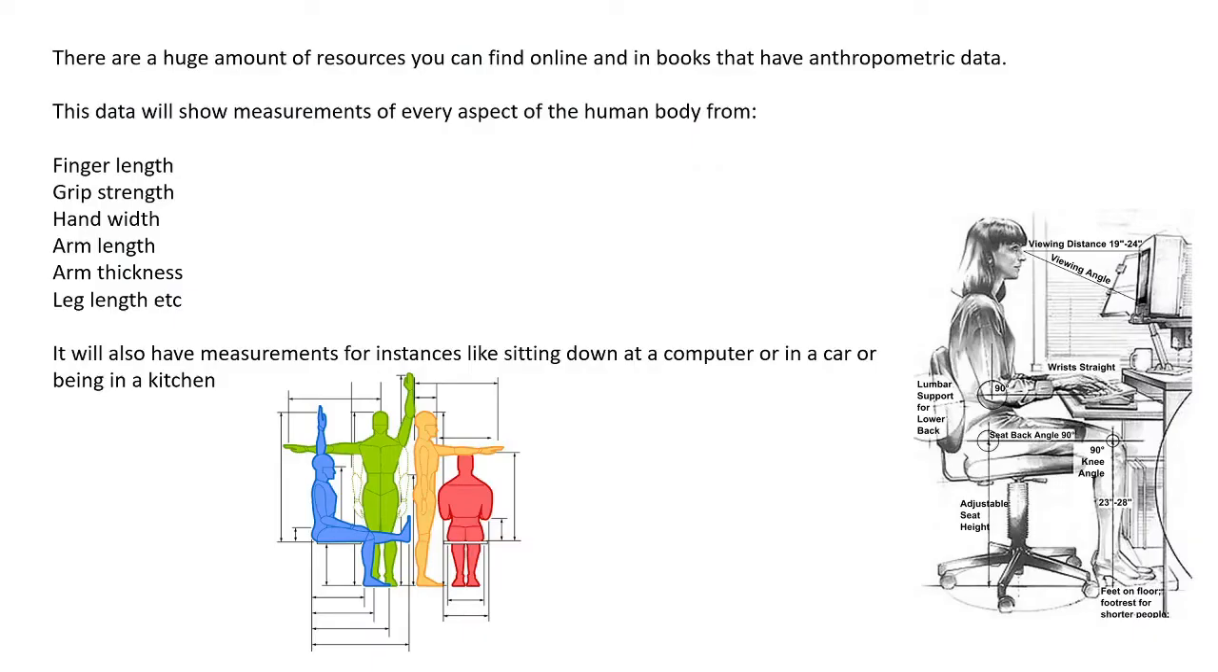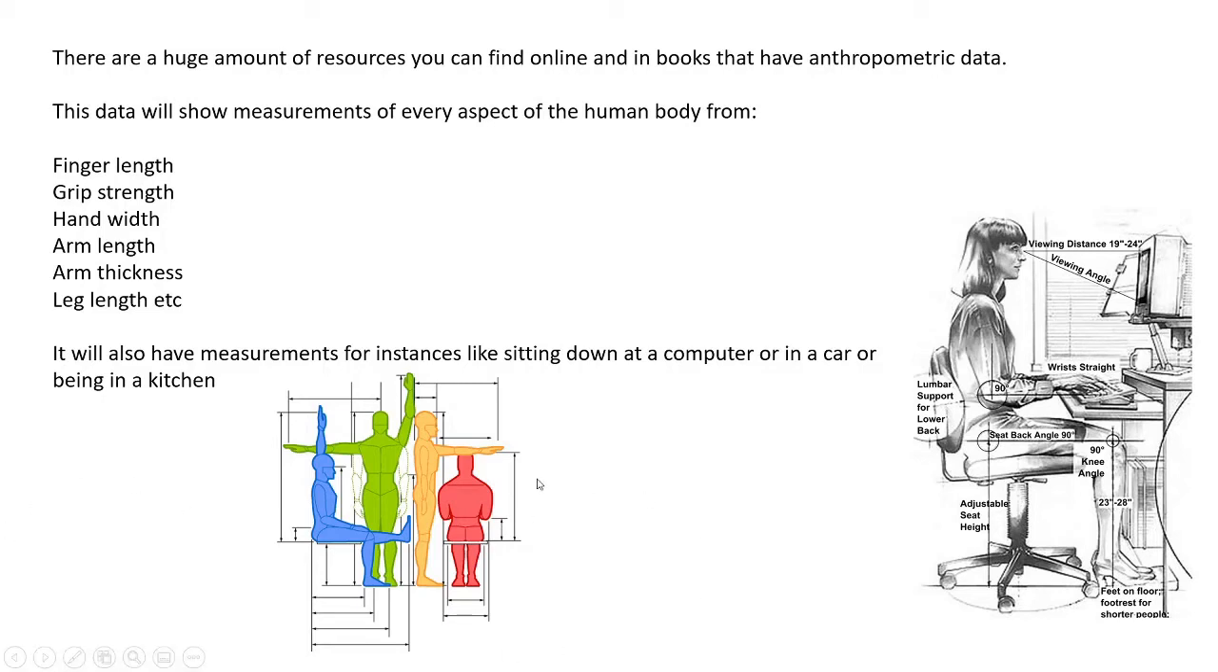So we talked a little bit about that book, The Measure of Man and Woman. You will find loads of diagrams and statistics online as well. But I just want to reiterate, you can't just say arm length or leg length or something like that. It's got to be broken down quite a lot more. So you'll have things like finger length, grip strength, hand width, arm thickness, leg length. So it's breaking down all these different measurements.